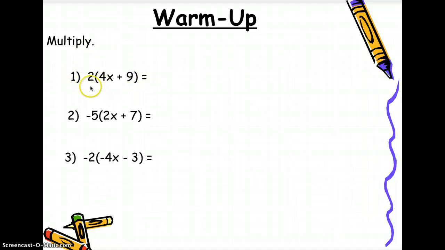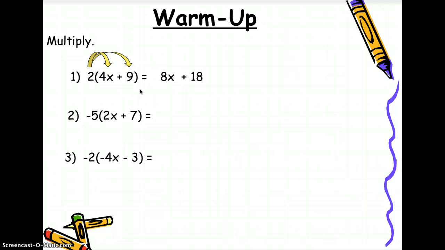Given an example, 2 times the quantity of 4x plus 9, we're going to multiply 2 to all the terms inside the bracket. So let's start with 4x. 2 times 4x will give us 8x. Then we multiply 2 to the last term inside the bracket, which is 9. So that will be 2 times 9, which will give us 18.